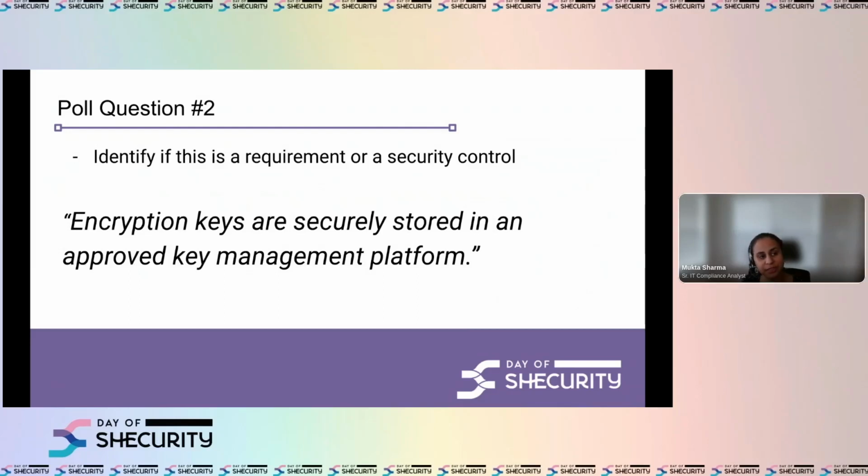Read it and let me know if you are able to understand this as a requirement or a security control. Let me launch the poll. I'll wait another 10 seconds in case people need some time to vote. All right, I'll close the poll. I didn't realize there's a way to present the result, so I'll present it and see if you are able to see it.